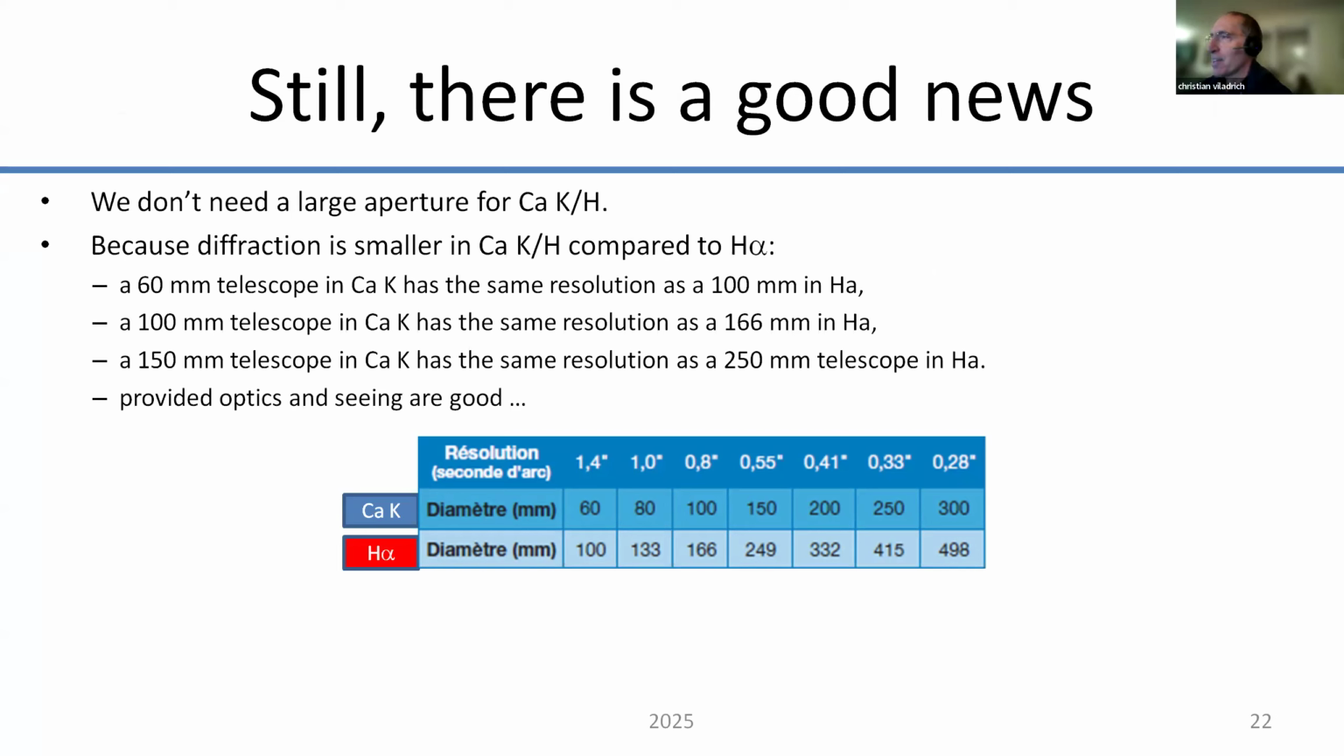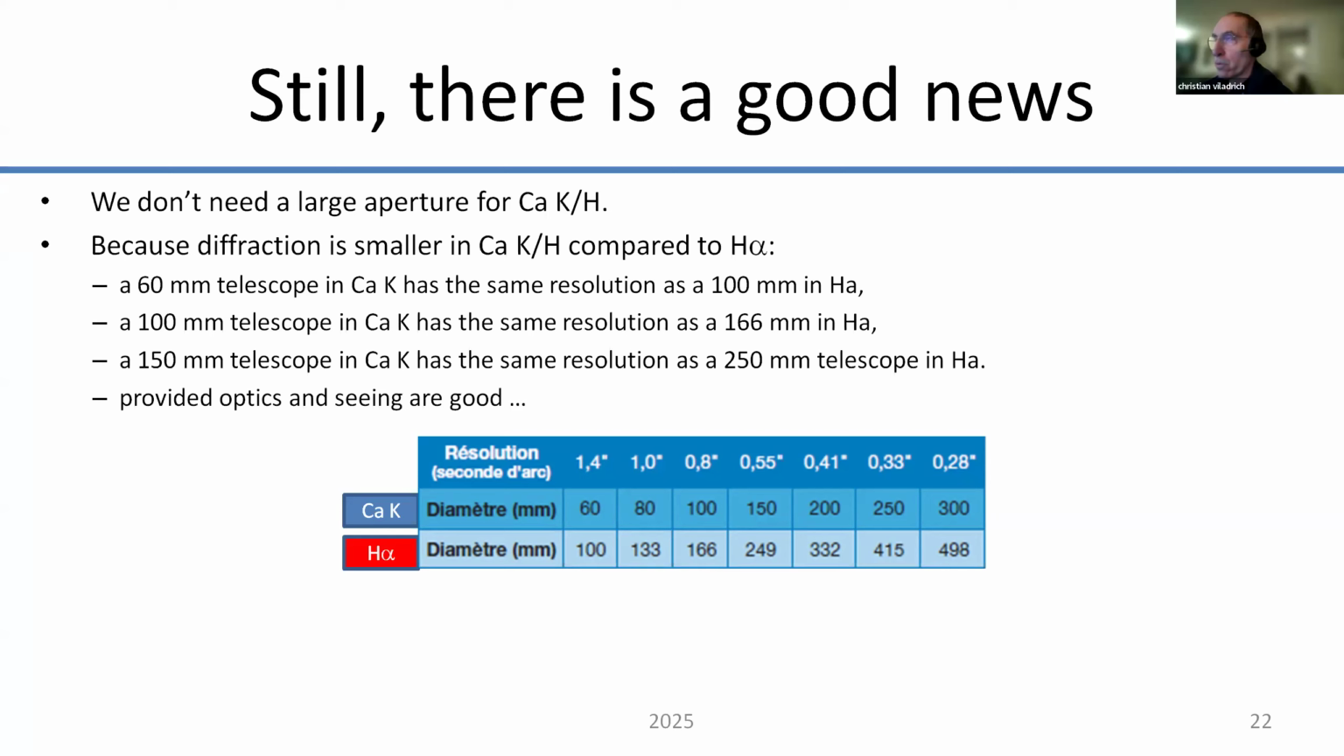The good news is that you don't need a large aperture for calcium K. Why? Because the diffraction is smaller in the blue compared to the red. So basically, it means that with a 60 millimeter telescope in calcium K, you have the same resolution as 100 millimeter in H alpha. This is huge. This is very good. So you only need a very small telescope. A 100 millimeter telescope in calcium K has the same resolution as 166 millimeter in H alpha. So you see, you don't need to go very large.